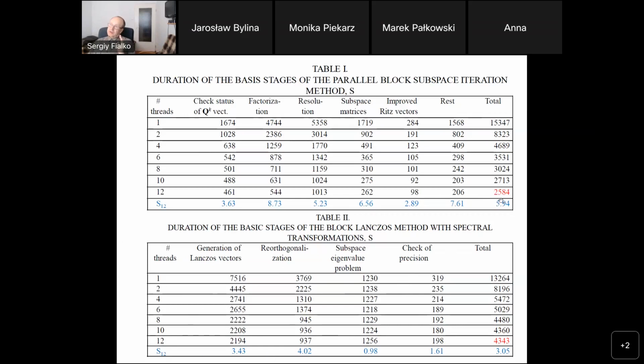For our approach, we obtain the total computing time on 12 threads essentially less than for a block Lanczos method with spectral transformations. Then, the total speed up on 12 threads is almost 2 times more compared with the total speed up of the block Lanczos method with spectral transformations.